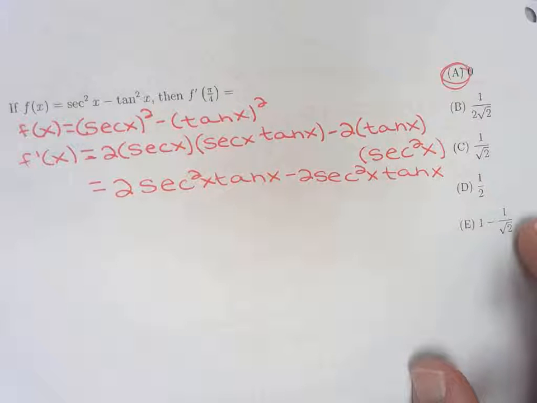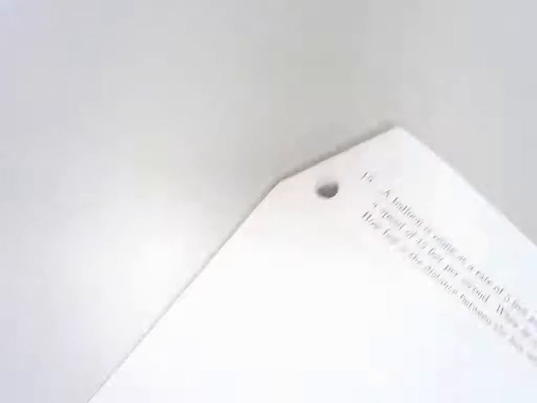Plugging in pi over 4? Nope, because they just all cancel out. I really never realized that. I'm intrigued to see how to do it. I guess it really wouldn't matter. If you were plugging it in, it would be 0, right? Yes. Okay. I'll spend the extra 20 minutes on that. Okay.